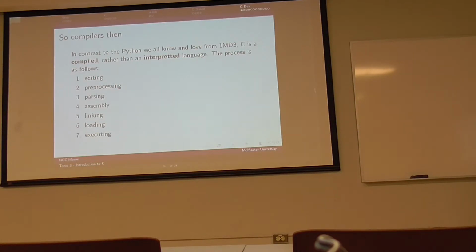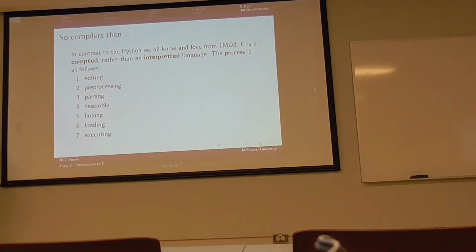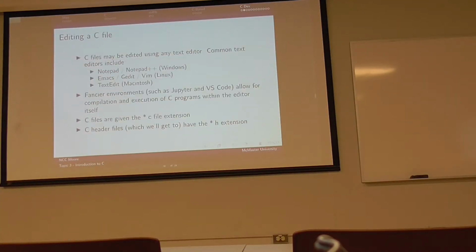So once you have a C program, the next step is pre-processing, then parsing, assembly, linking, loading, and executing. Steps 2 through 5 here occur inside of the compiler itself. Steps 6 and 7 occur when an executable is invoked for execution.